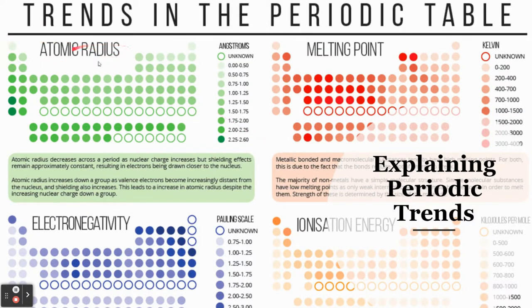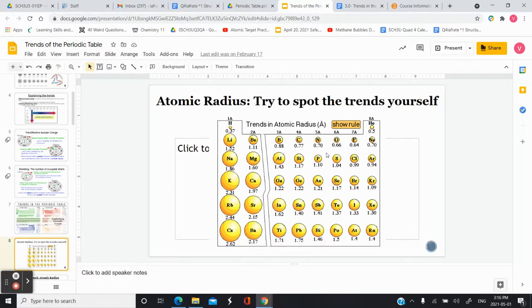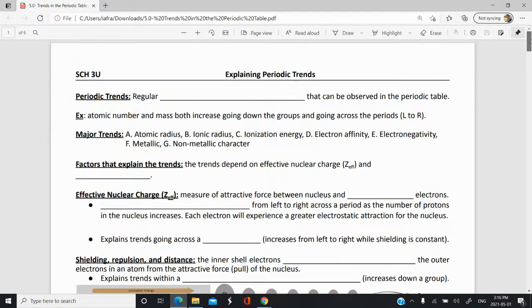And so we're going to be able to explain all those trends using the concepts of effective nuclear charge and shielding or distance from the nucleus. And we're going to start off with the atomic radius. But before we do that, let's go ahead and fill in some blanks to make sure we understand the concepts of what a periodic trend is, and also what two main factors explain it.